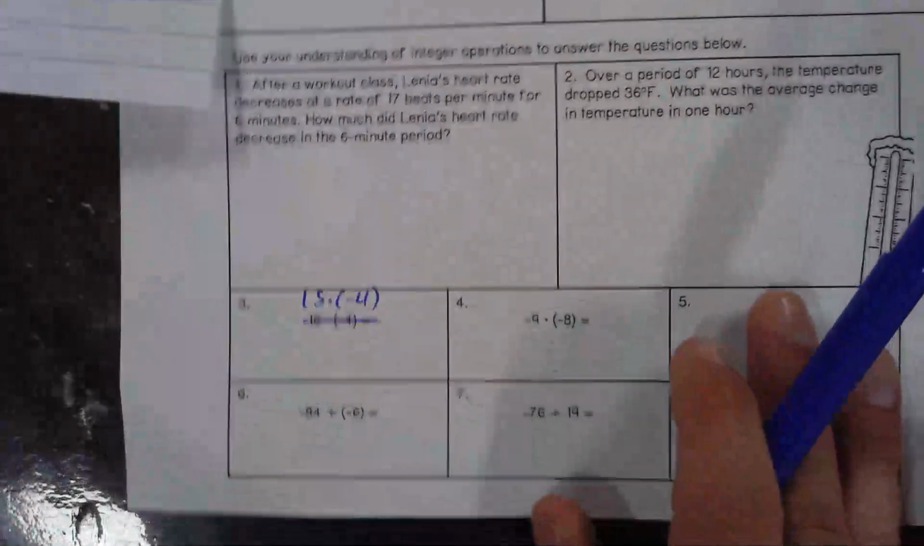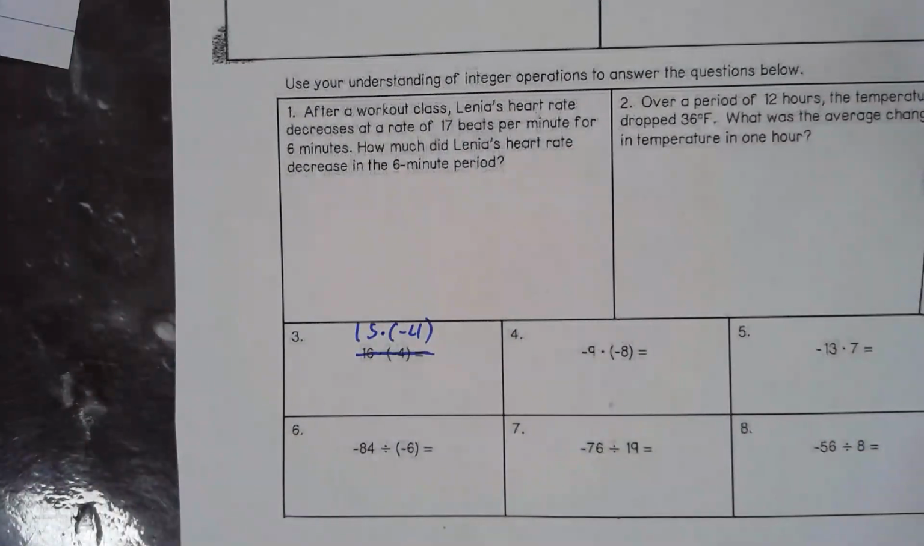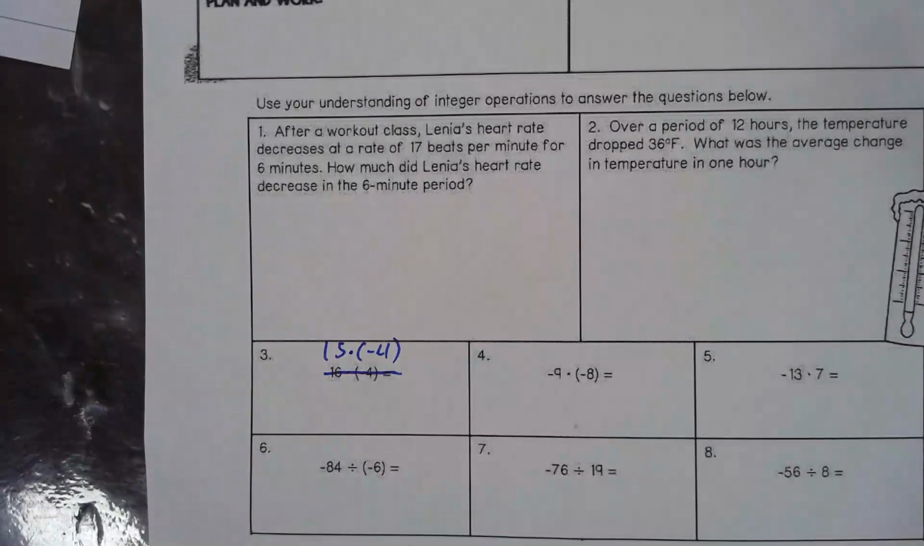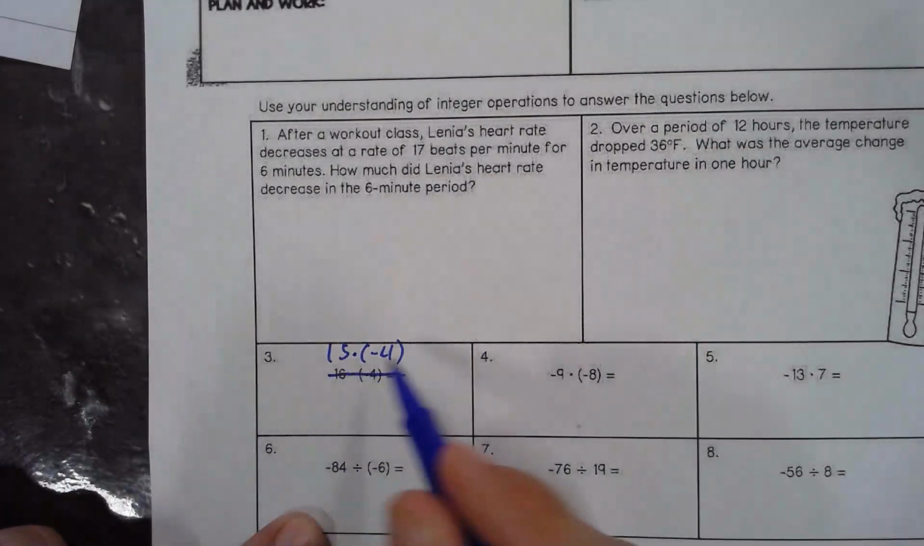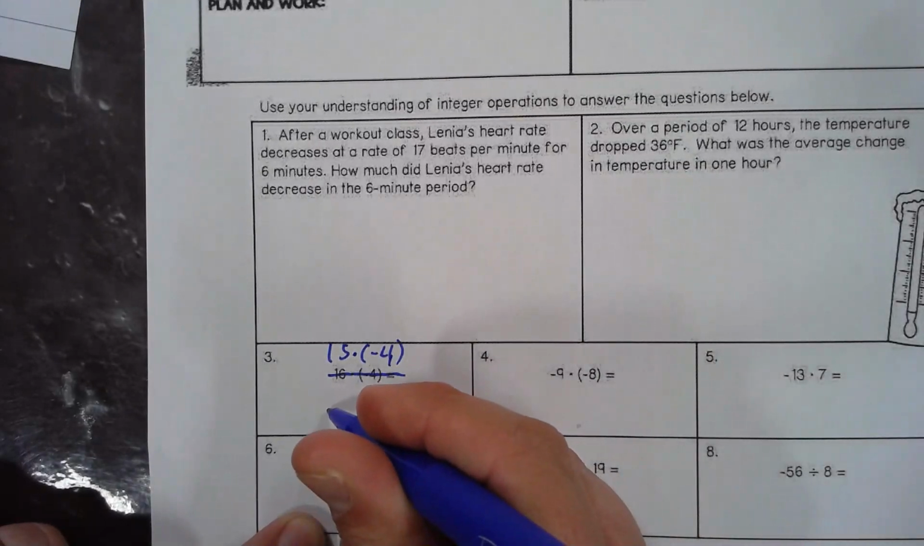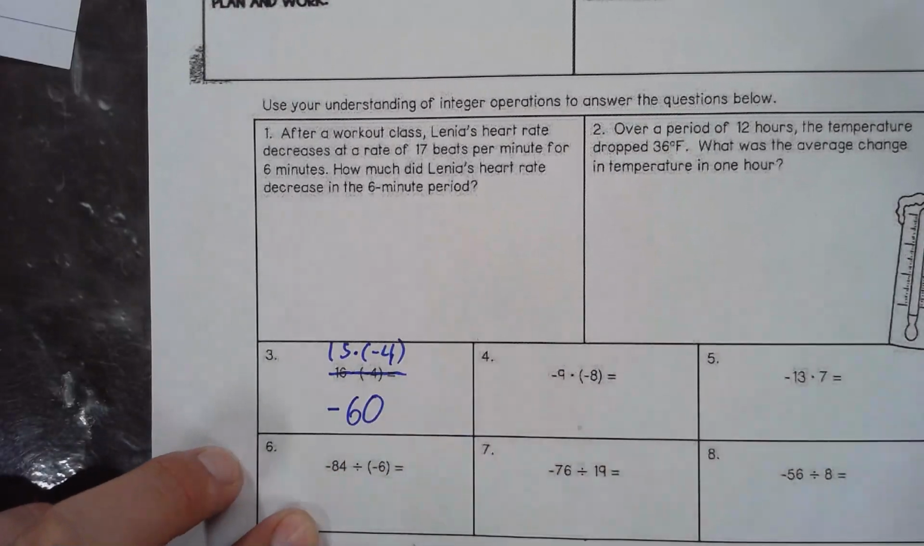Okay, so going back to the problems here. Use your multiplication tables. So using the rules that I just gave you, 15 times negative 4 would be what? Negative 60. Because 15 is positive, 4 is negative. As long as I have opposite signs, it's going to be a negative number. So that's negative 60.